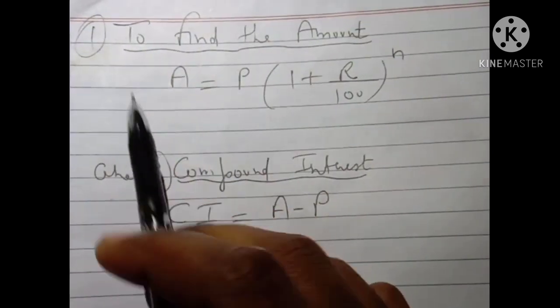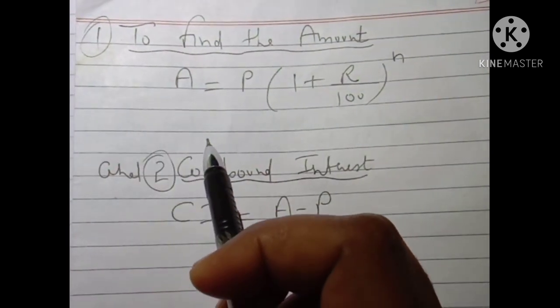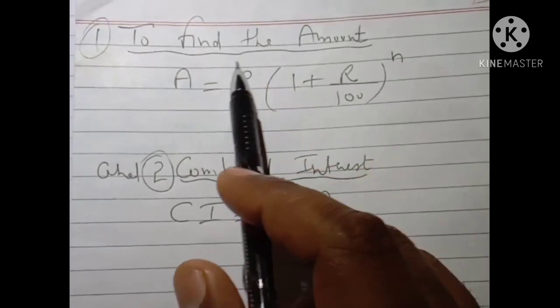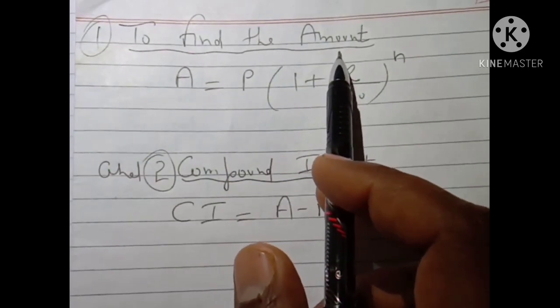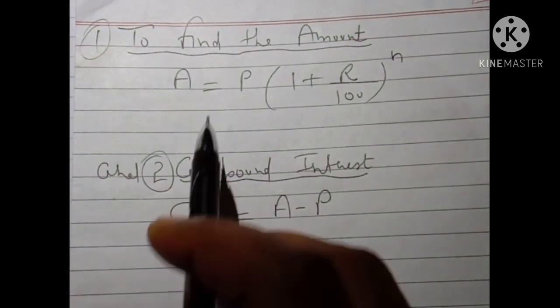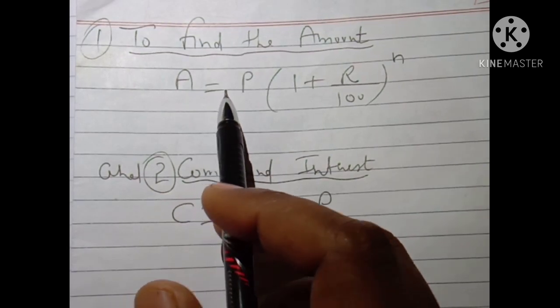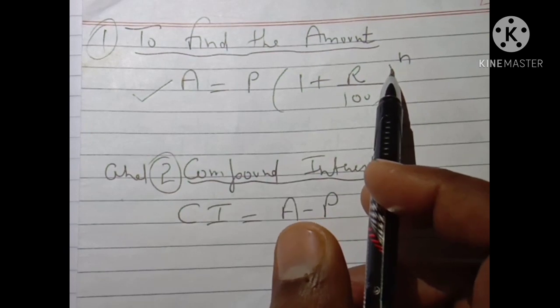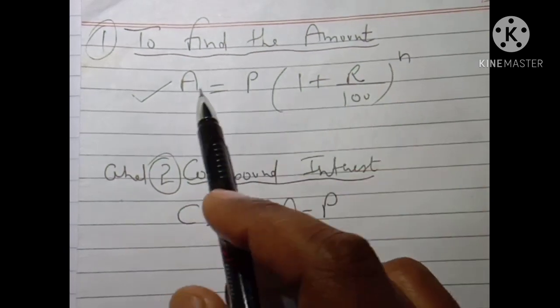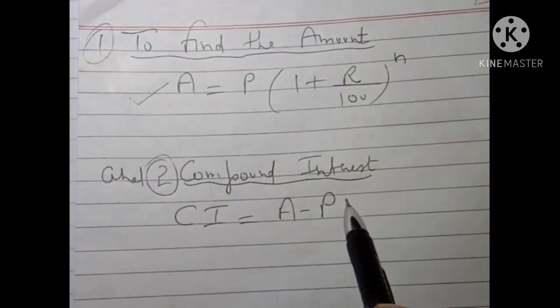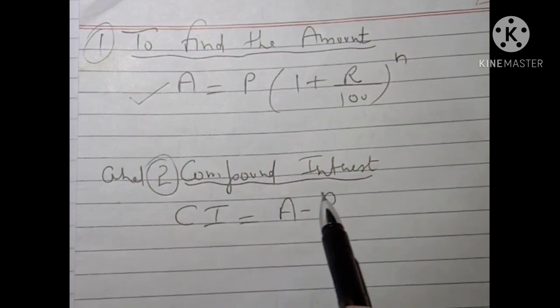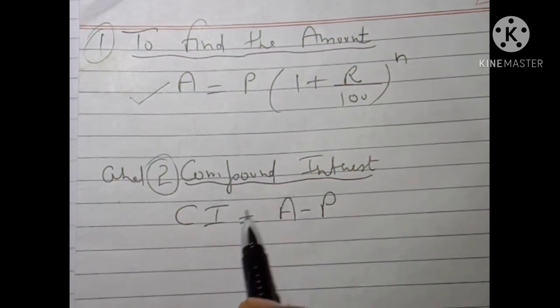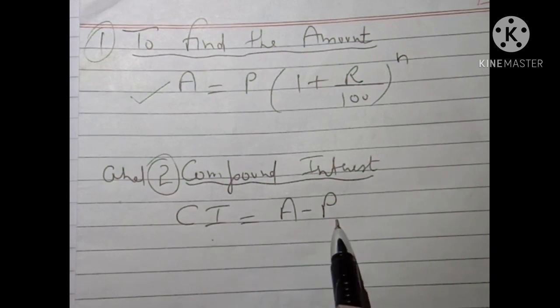Now see, these are the only two formulas that we have to apply throughout this exercise. The first formula is to find the amount: A = P(1 + R/100)^n. After finding the amount, we can find the compound interest. The formula of the compound interest is CI = A - P.